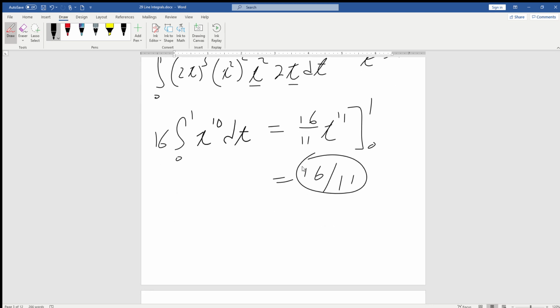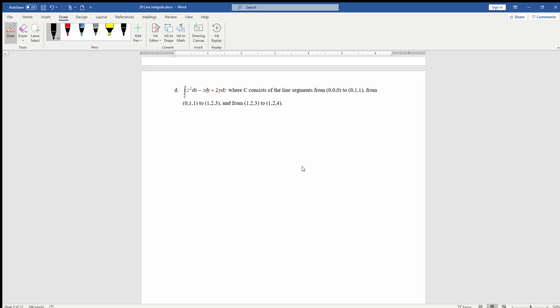So that's a fairly easy example. A little bit more difficult example is when we have a region that consists of different line segments. So C is going to consist of 3 line segments: (0, 0, 0) to (0, 1, 1), (0, 1, 1) to (1, 2, 3), and (1, 2, 3) to (1, 2, 4). In this case, we're going to have to compute 3 line integrals, and then we're going to take the sum of those to figure out what the overall line integral's evaluation is going to be.